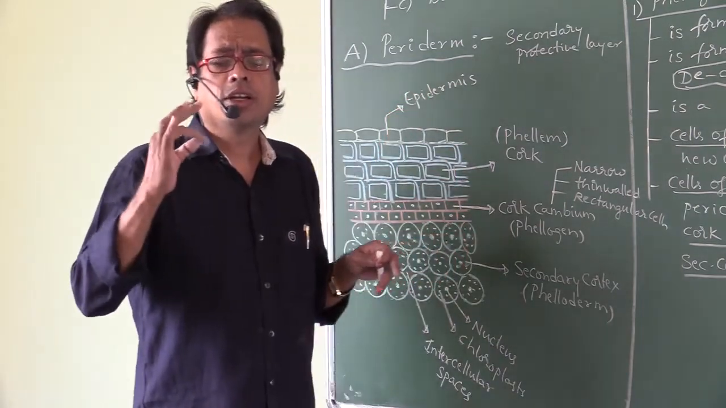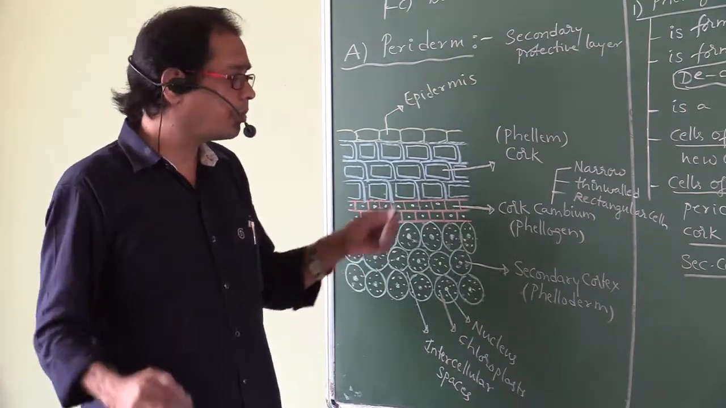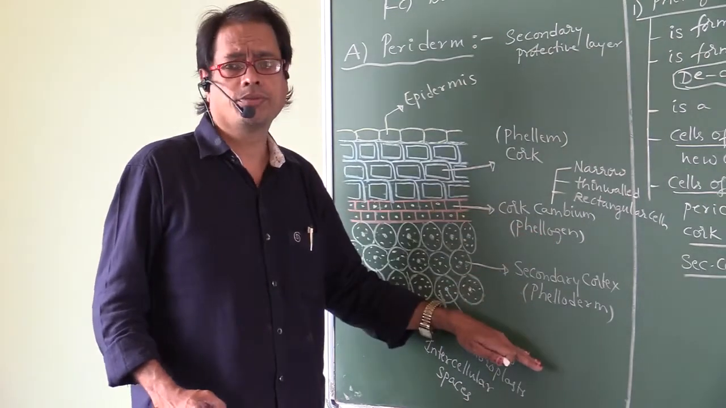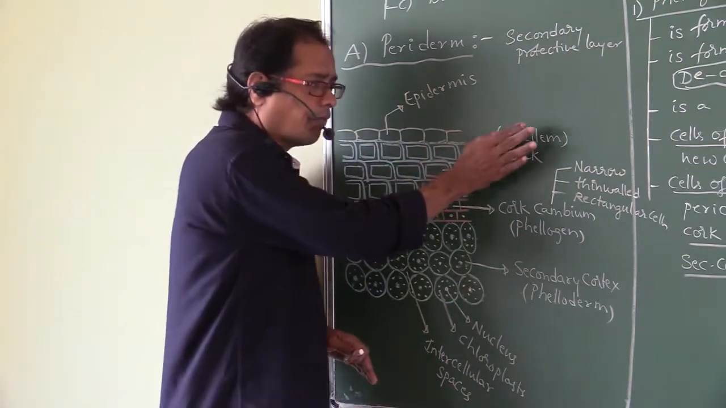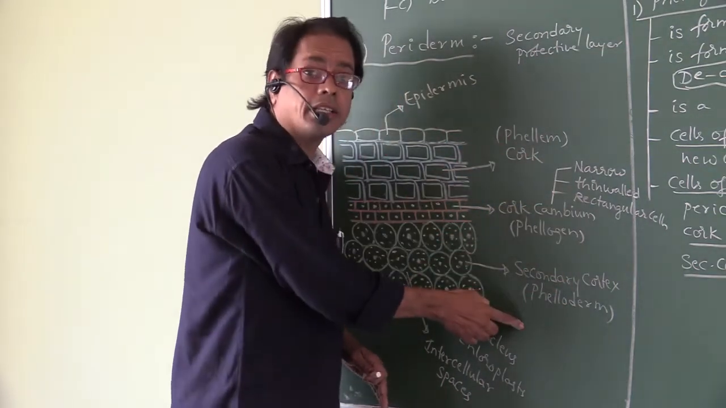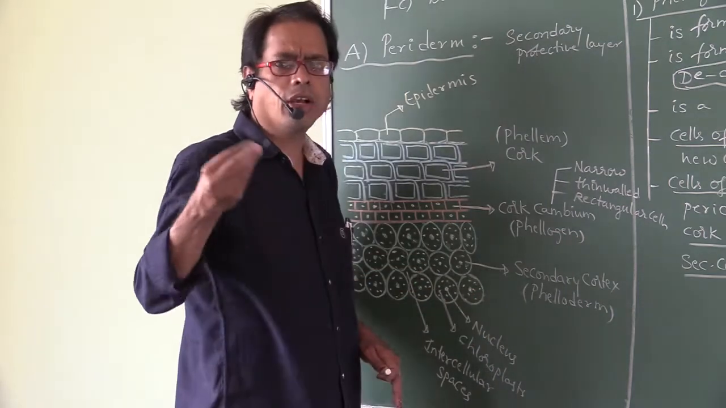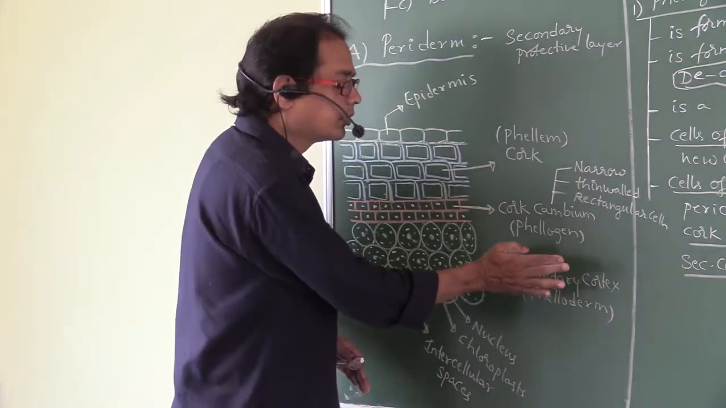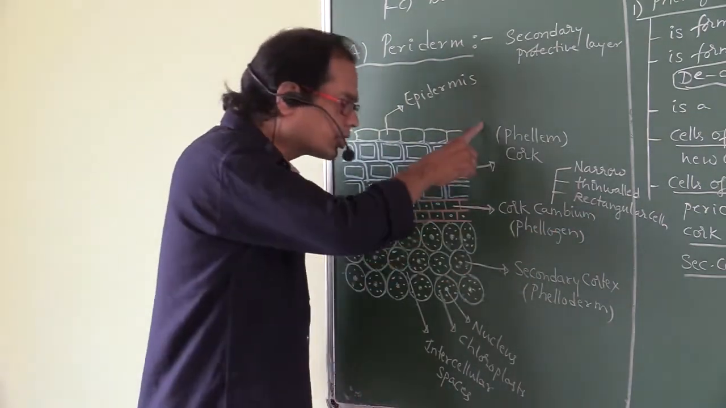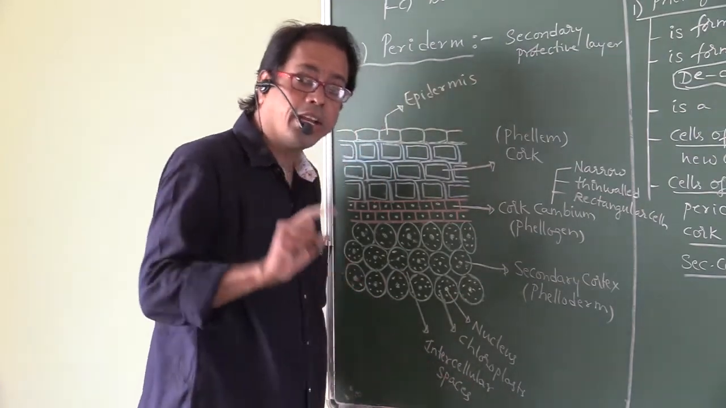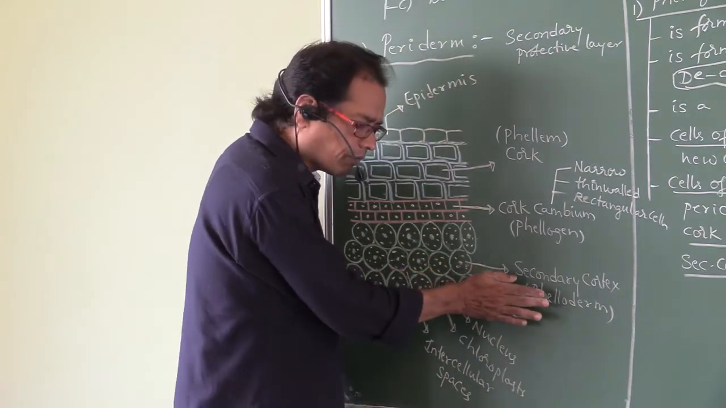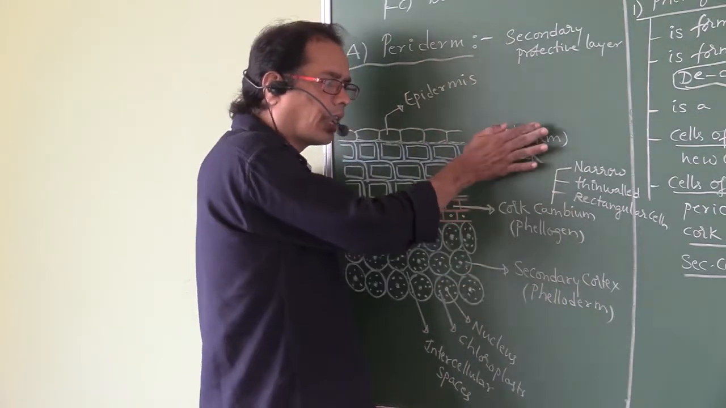Number of kinds of tissues in periderm: phellem, phellogen, phelloderm. Outer to inner: phellem, phellogen, phelloderm. Outer to inner means centripetal. If centrifugal is asked, then phelloderm, phellogen, phellem. Like that you have to say. Centripetal means towards the center. Centrifugal means towards the periphery. Towards the periphery means phelloderm, phellogen, phellem.